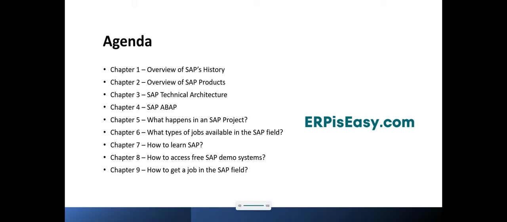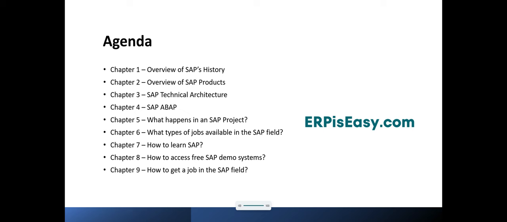This is the course agenda. Chapter 1 will start with an overview of SAP's history. In Chapter 2, I will discuss different types of SAP products, including on-premises and cloud. Chapter 3 will discuss SAP technical architecture. Chapter 4 is about SAP ABAP. Chapter 5 will cover what happens in an SAP project.